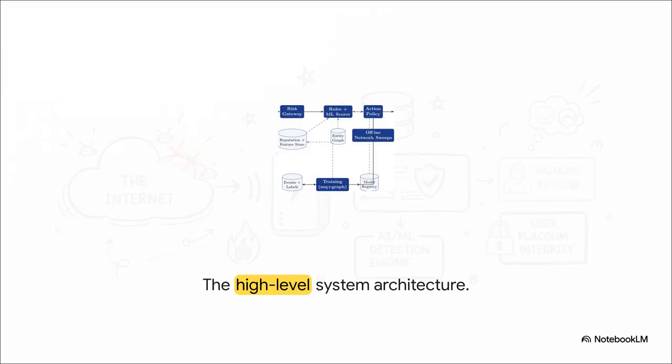When we look at the complete high-level architecture, every single event hits a risk gateway first. And from there, the whole pipeline splits into two distinct paths. You have a lightning-fast, real-time inline path right across the top, and a slower, much deeper offline analysis path below.